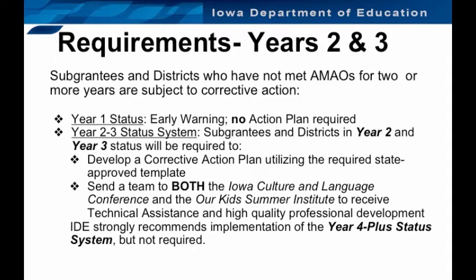In Years 2 and 3, subgrantees and districts will be required to, first, develop a corrective action plan utilizing the required state-approved template and send a team to both the Iowa Culture and Language Conference and the Our Kids Summer Institute to receive technical assistance and high-quality professional development. The IDE strongly recommends implementation of the Year 4+ status system, but it is not required.